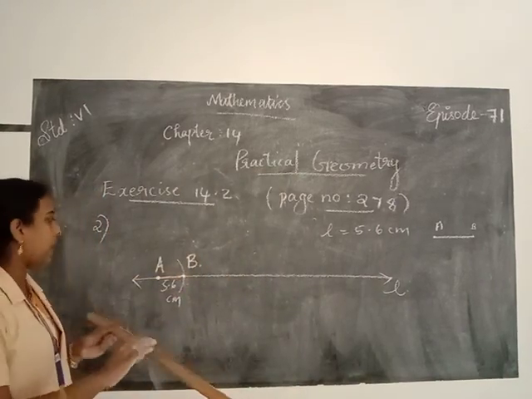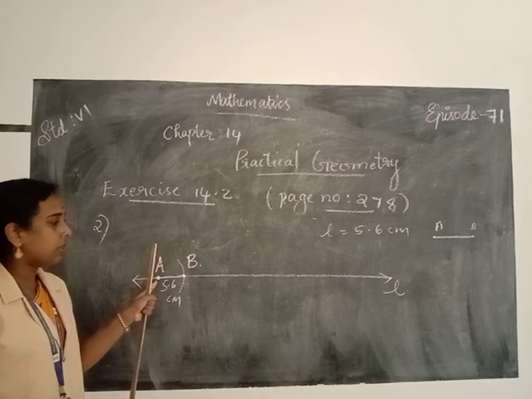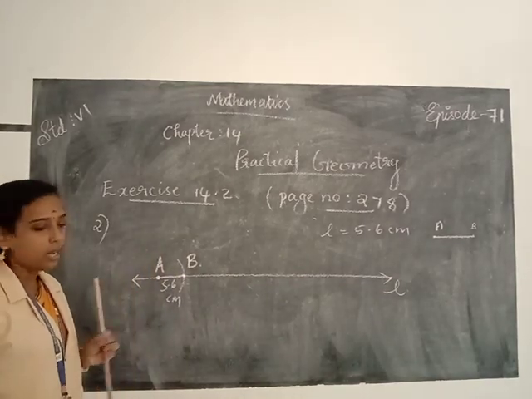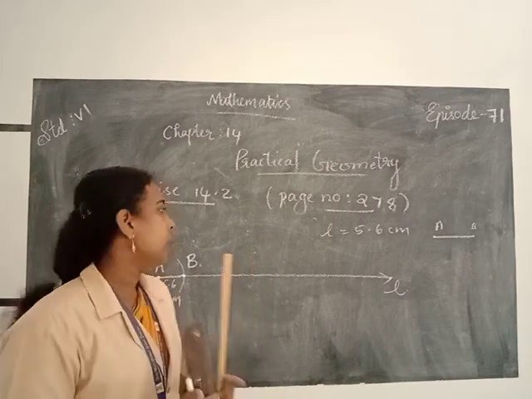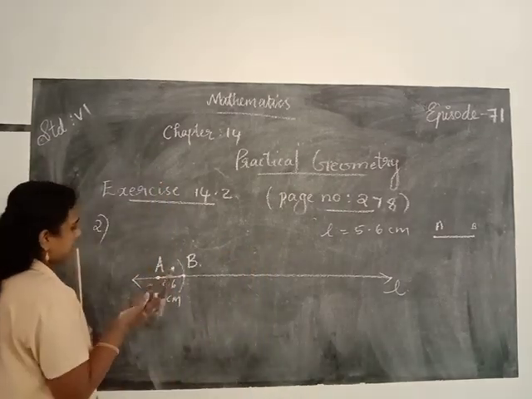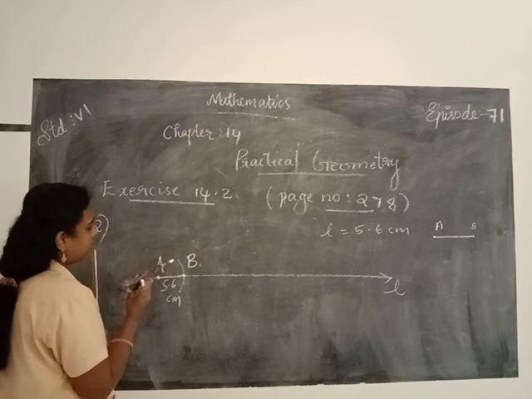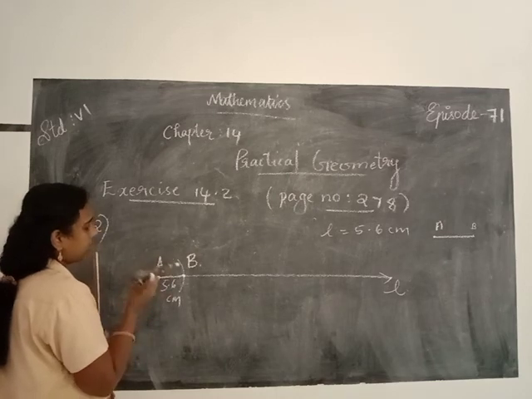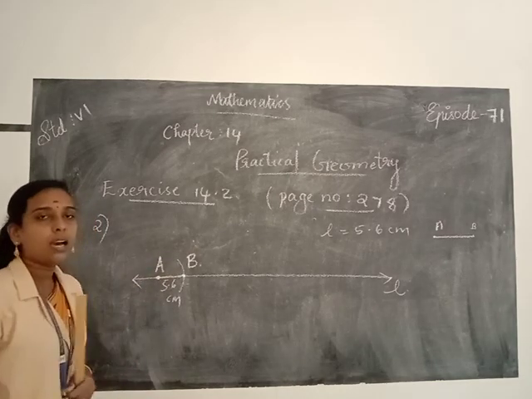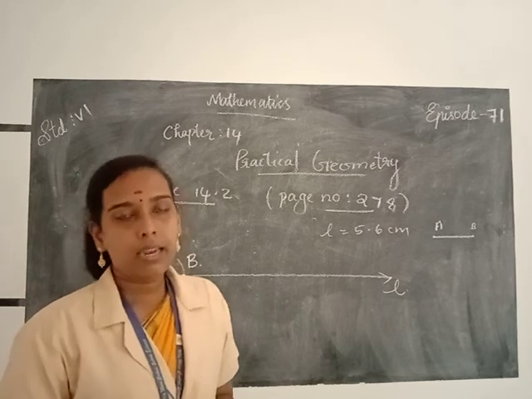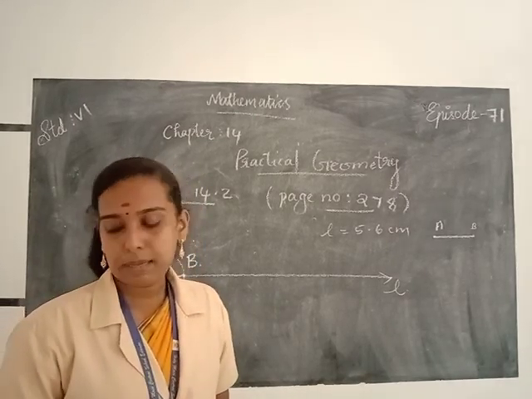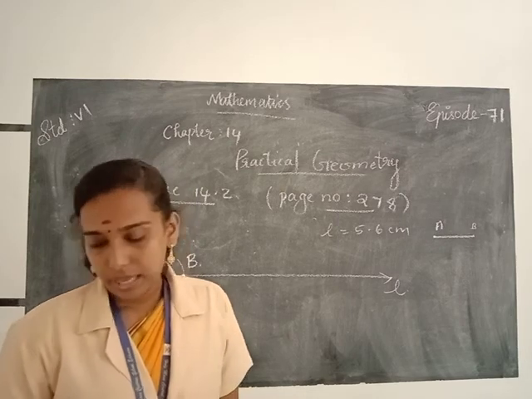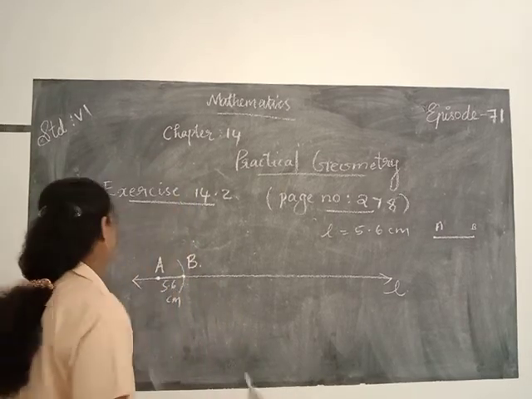first you draw a line, then mark the point A on the line. Then you take the given length in your compass by using your ruler. Then place the pointer on point A. Then you swing an arc that cuts the line L. Then you get the line segment with the given length. Okay. Then the next question.